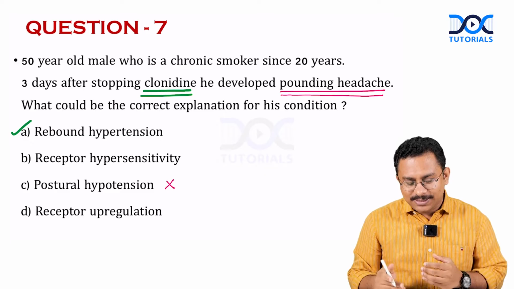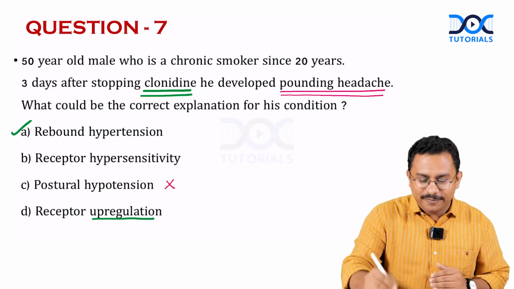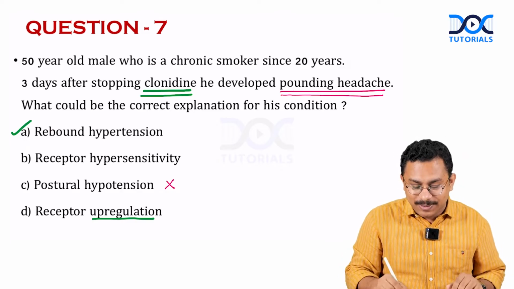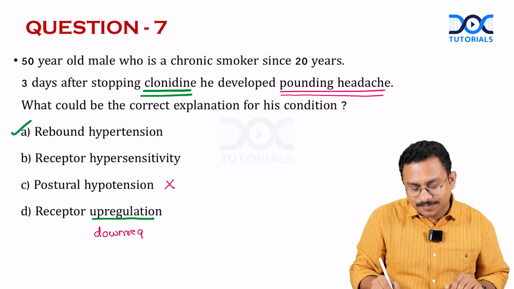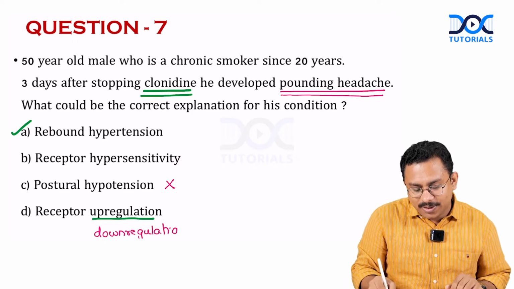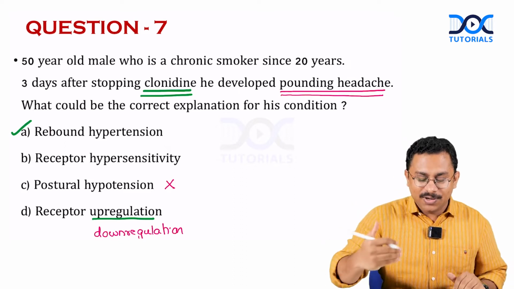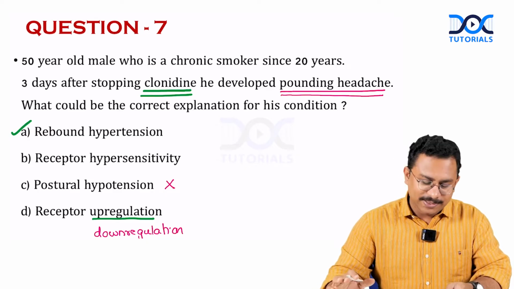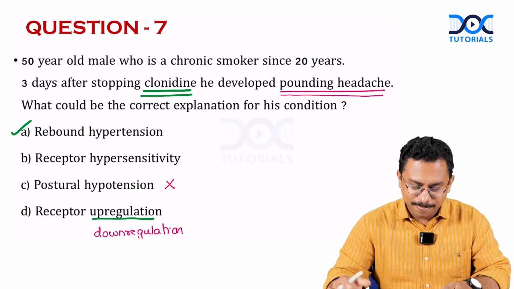Now, if you look at the options, you see here there is receptor upregulation. In fact, in a patient who was on long-term clonidine therapy, it's not upregulation that is there, it is downregulation. So a patient on long-term clonidine will have receptor downregulation only and not receptor upregulation. So the answer to this question is rebound hypertension.